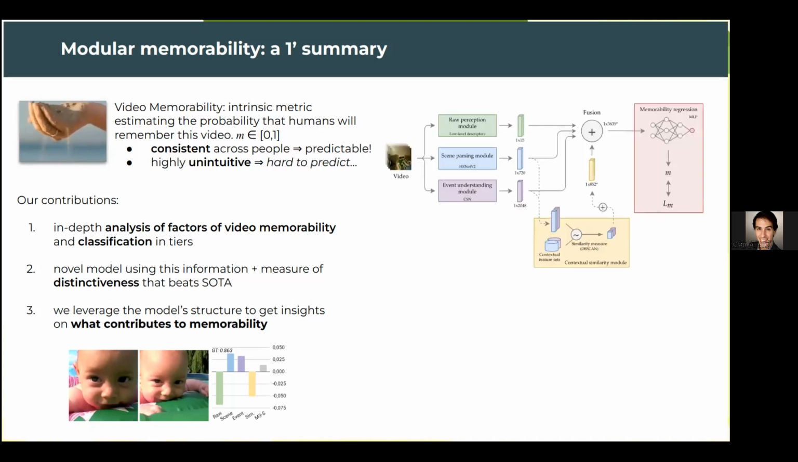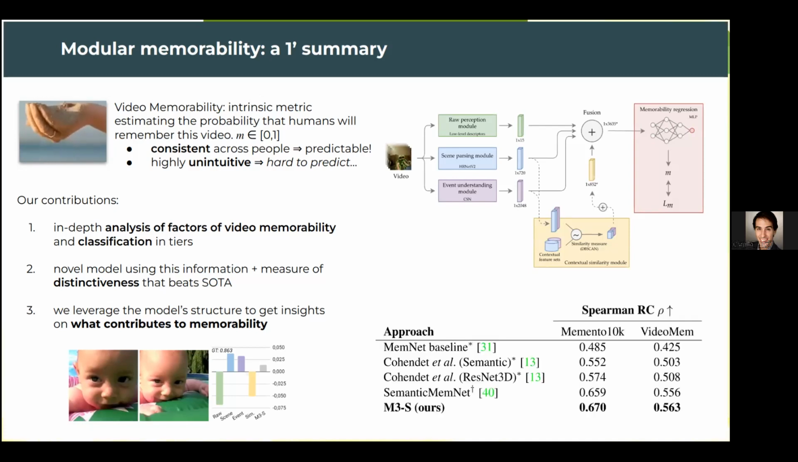The main model that we introduce has a modular structure and generates embeddings for each one of the modules that are fused together to regress a memorability score. And the memorability scores that we predict are very accurate because we beat the state of the art on the two main datasets for memorability, Memento10K and VideoMem.